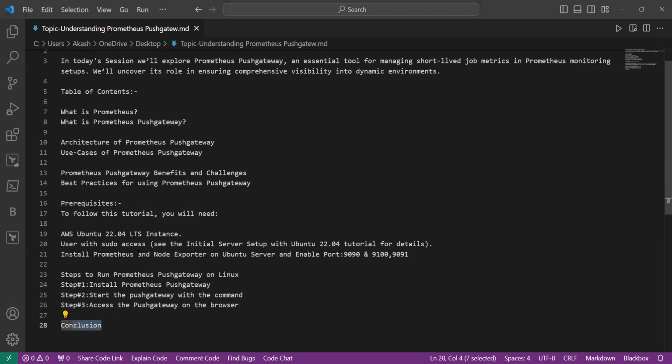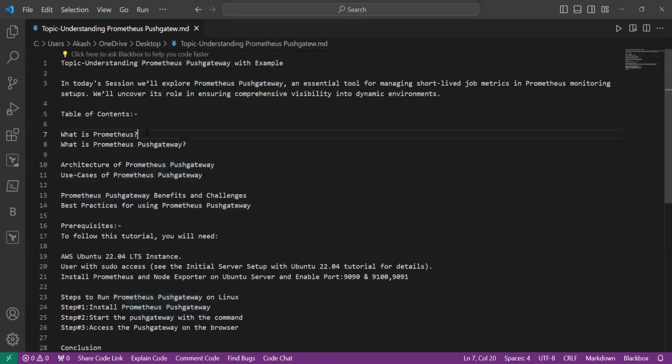And the ports which are to be enabled are 9090, which is of Prometheus, 9100, which is of Node Exporter, and 9091, which is the default port to run the Prometheus PushGateway.